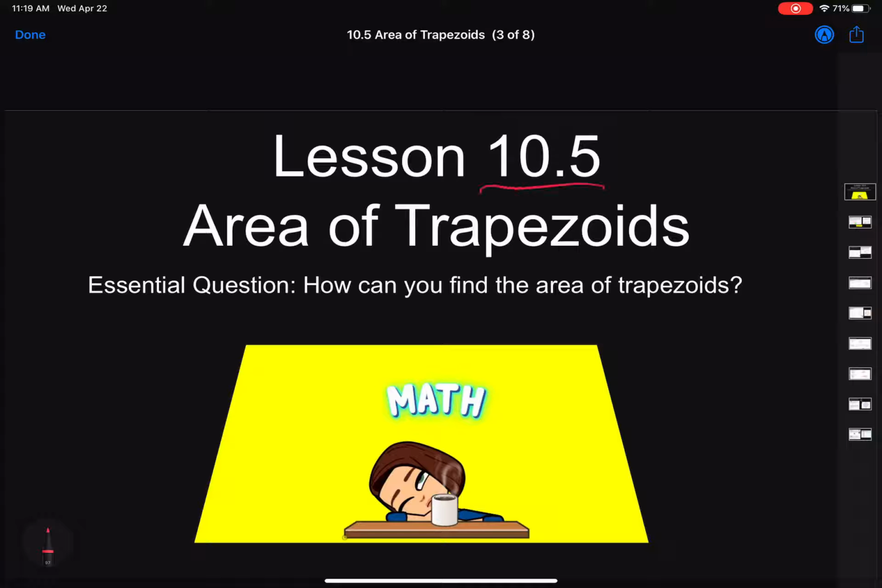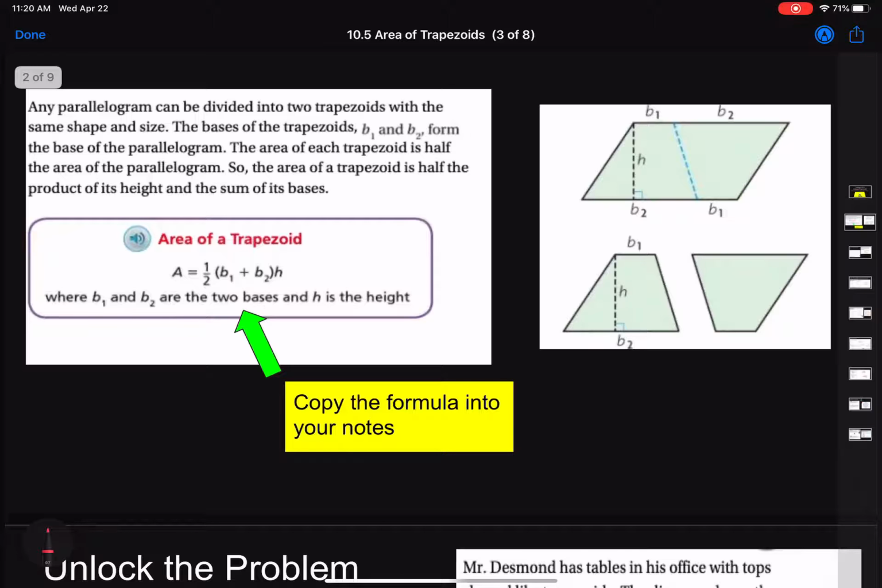So again, in your notes, put 10.5, Area of Trapezoids. Make sure you write that in your notes. Take all the notes you want here. There's a certain point where I'm going to tell you that you need to put this in your notes, but you can put everything in your notes if you want. It'll help you because you are still going to take the chapter test. All right, so look here.